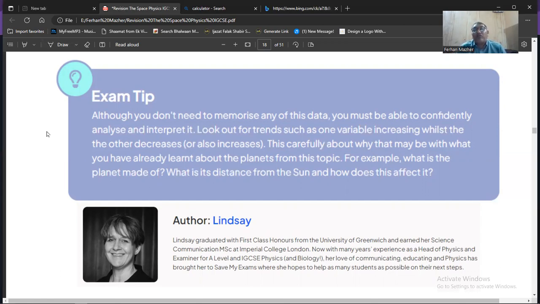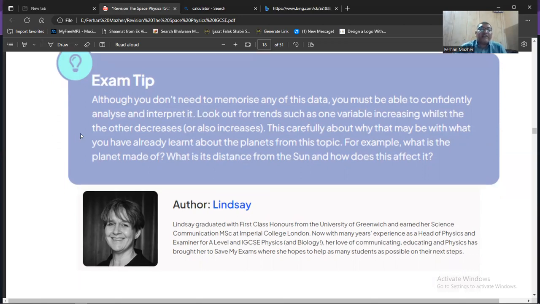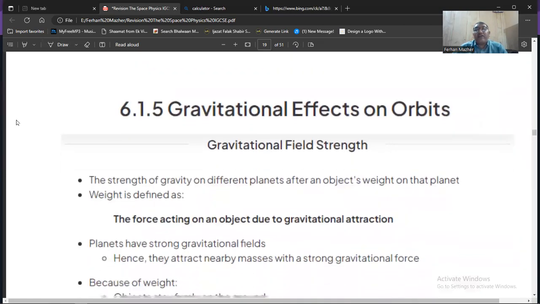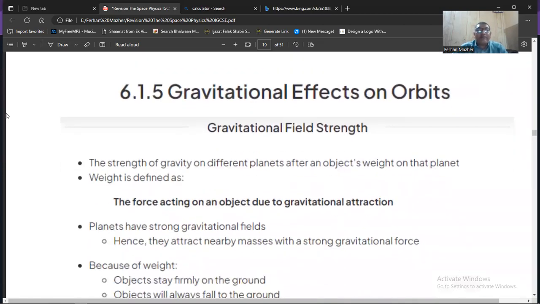Think carefully about why that may be, with what you have already learned about the planets from this topic. For example, what is the planet made of? What is its distance from the sun, and how does this affect it? The literature which we are using to study this topic is written by Miss Lindsay, and I have taken this literature from the website Save My Exam.